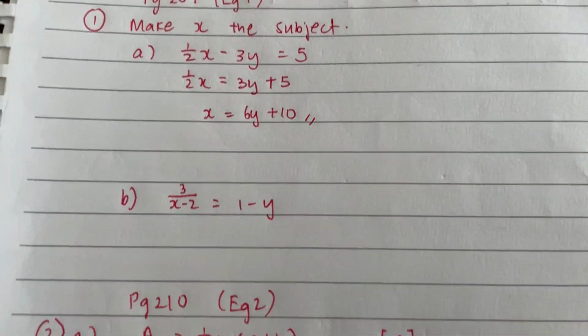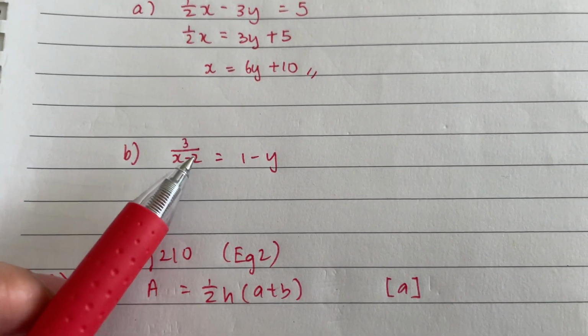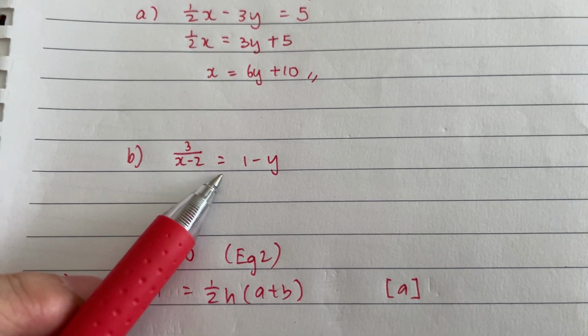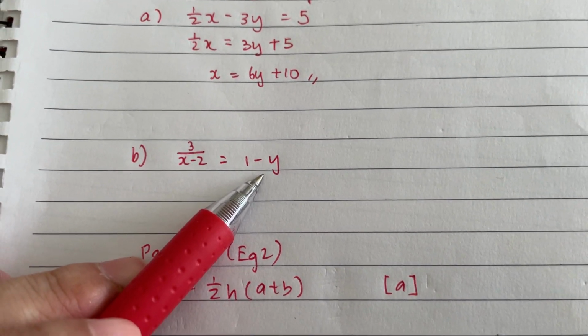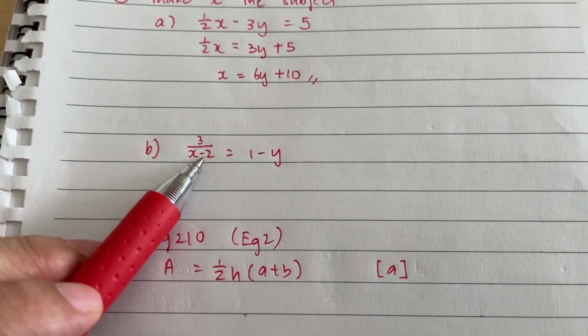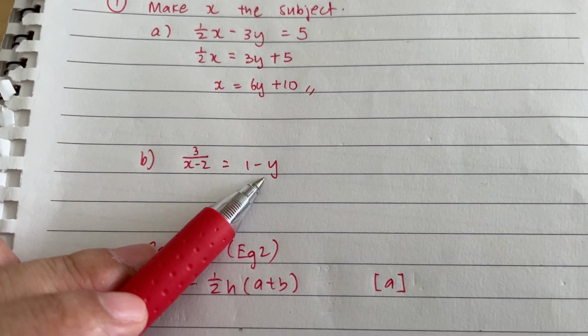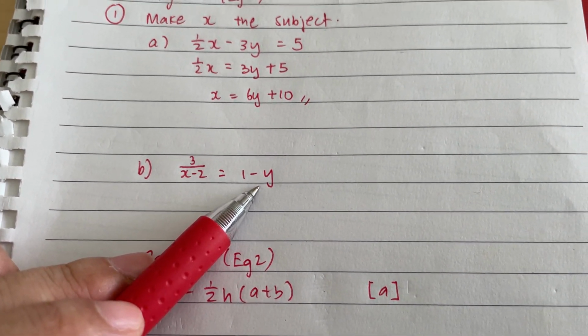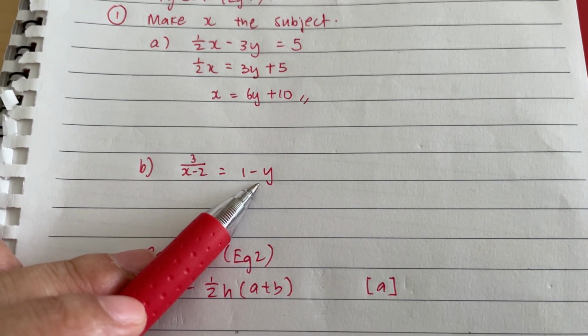Now next, we'll take a look at the second example, where you have 3 out of x minus 2 equals to 1 out of 1 minus y. In this case, you realize that the left-hand side is a fraction and the right-hand side is not a fraction. How are we then going to make x the subject?